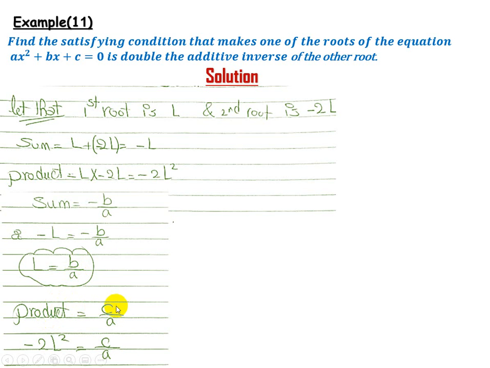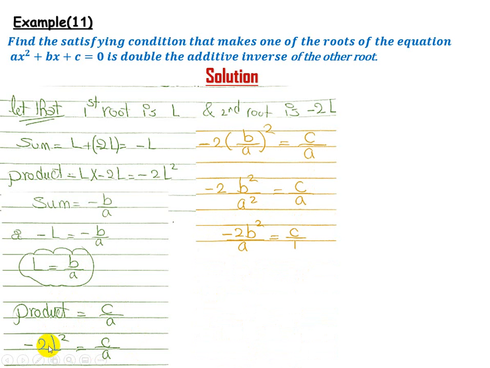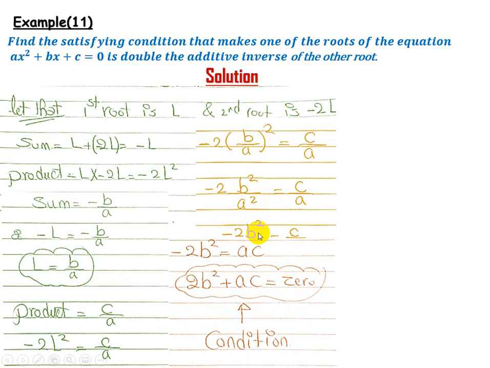Product of the roots equals c over a, so negative 2L to the power 2 equals c over a. So replacing L, we write instead of it b over a. Negative 2b over a, whole power 2, equals c over a. So 4b squared over a squared equals c over a. Crossing one a from here and one a from the left hand side, so 4b squared over a equals c. Crossing multiplication, so 4b squared equals ac. Moving 4b squared to the other side using the opposite sign, it will be 4b squared minus ac equals 0. This is the condition.